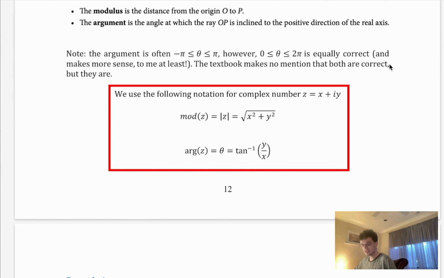Now, the argument is often given as between negative pi and pi, and we call that the principal argument. But often you can have an argument between 0 and 2 pi, and it is also correct. And it's important that you know how to convert between an argument between 0 and 2 pi and the principal argument, which is negative pi to pi.